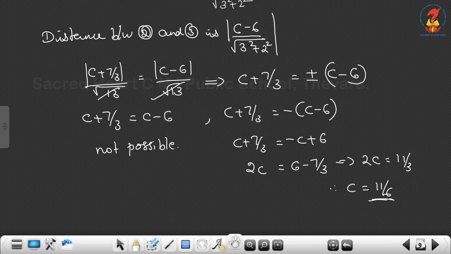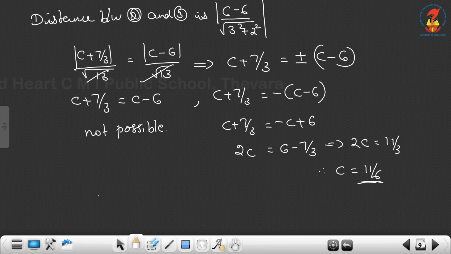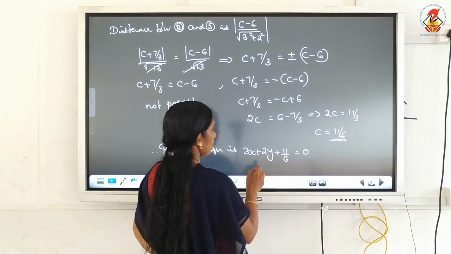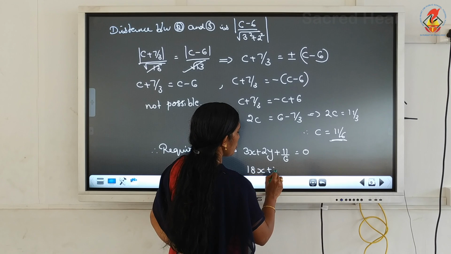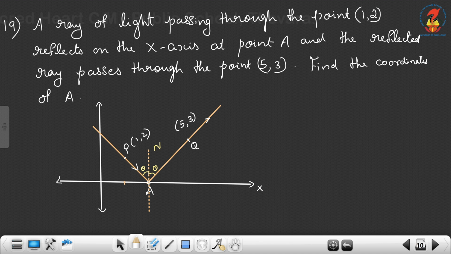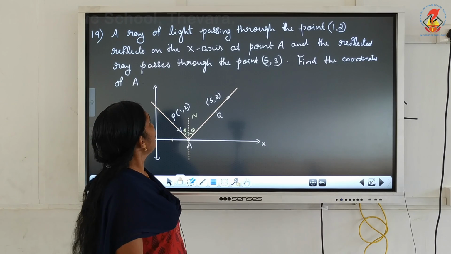So what is the required equation? Therefore, the required equation is 3x + 2y + c, where c is 11/6, equal to 0. Now we simplify, cross multiply: 18x + 12y + 11 = 0. That is the equation of the required line. Now the third one.